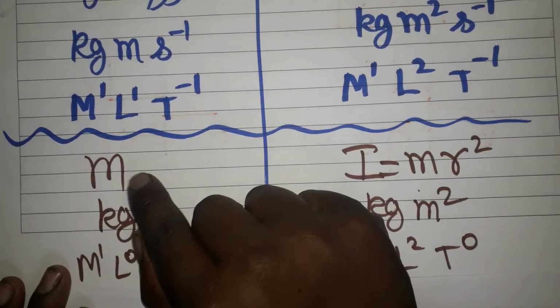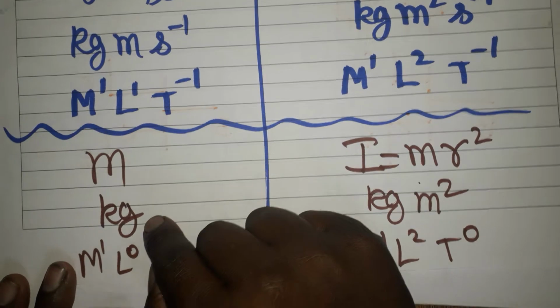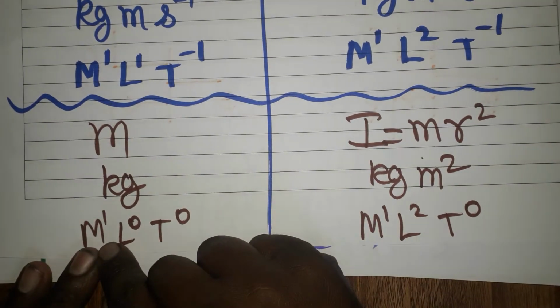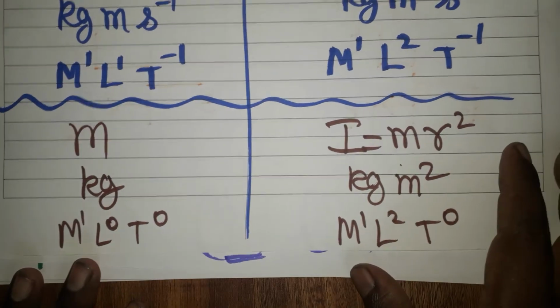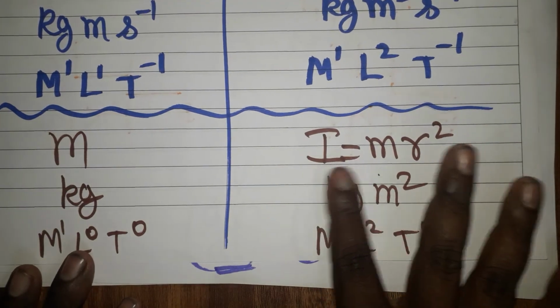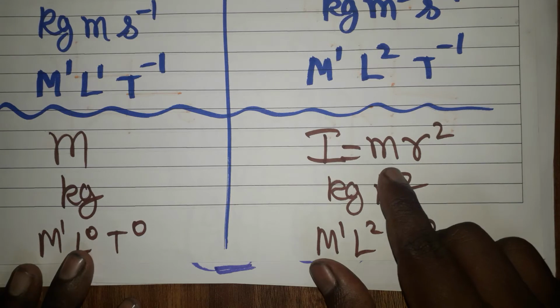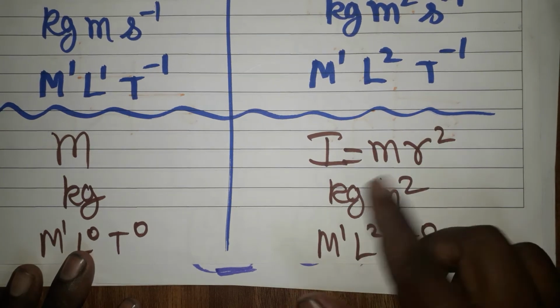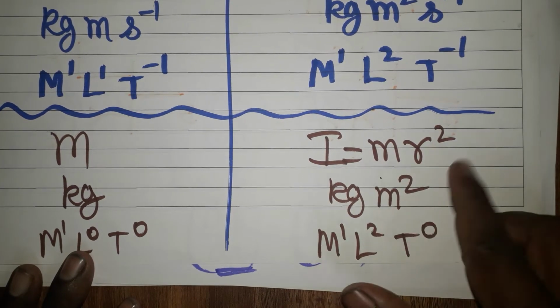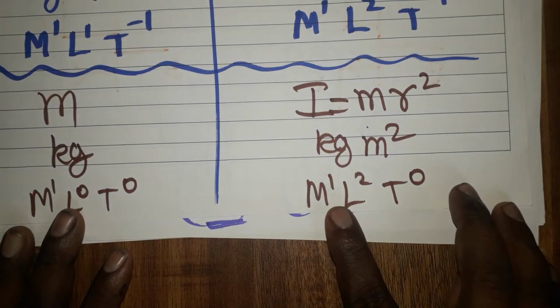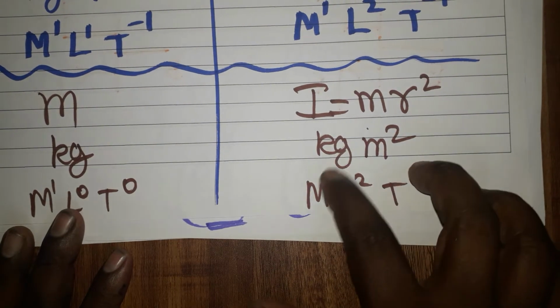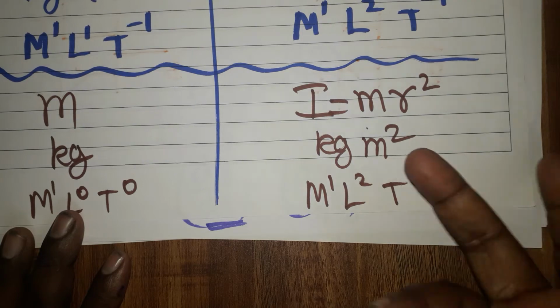In linear motion, mass is mass only. The unit of mass is kg, mass power 1, length 0, time 0. But in rotation motion, mass becomes inertia, because all mass is concentrated at the center. So mass times radius square; mass is kg, radius is meter, meter square. Dimensional formula M power 1, L power 2, T power 0. Mass is 1 time, length is 2 times, there is no time.